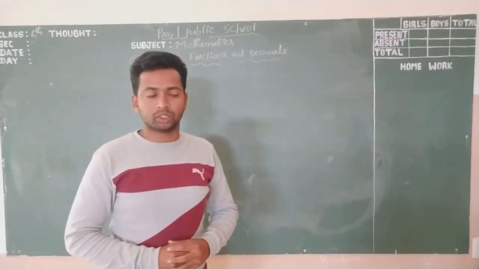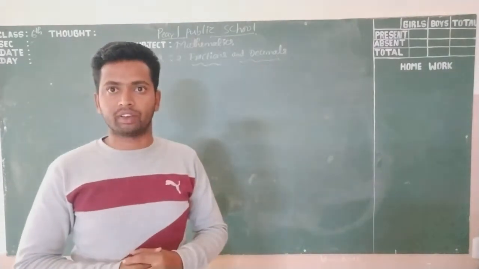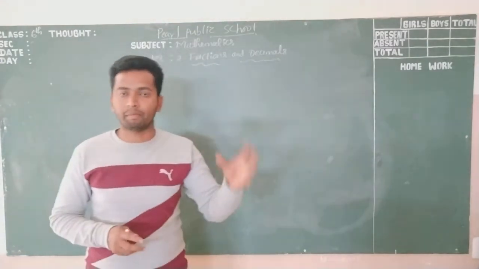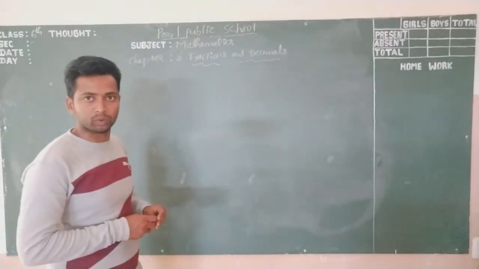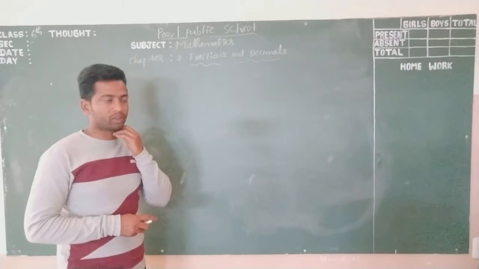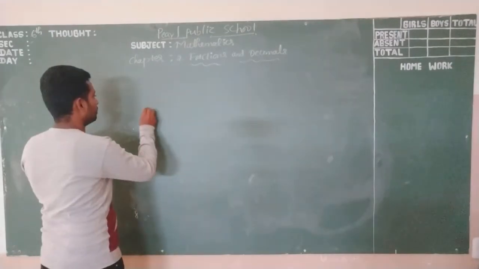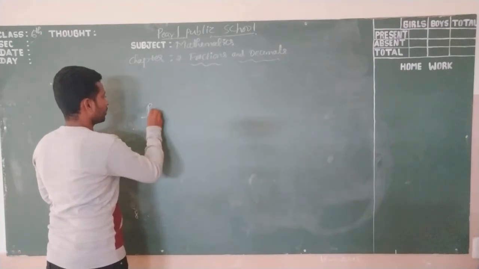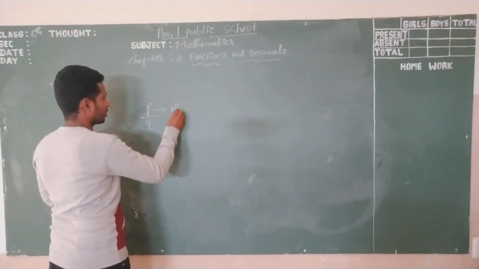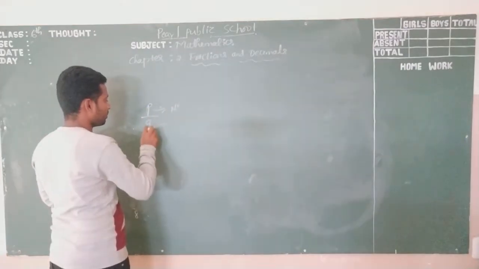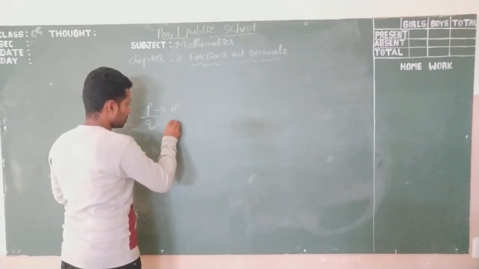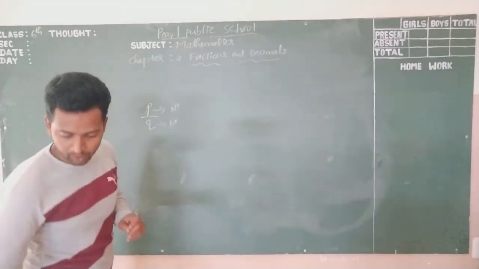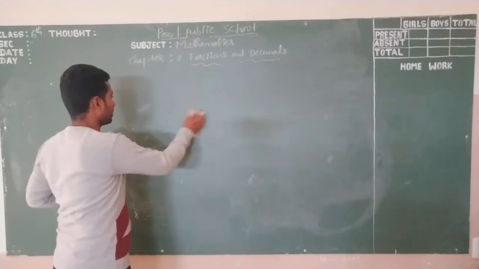So you know the fractions. A fraction is a number in the form of p by q. Here p is called the numerator, and the number q is in the position of the denominator. So the numerator and the denominator.